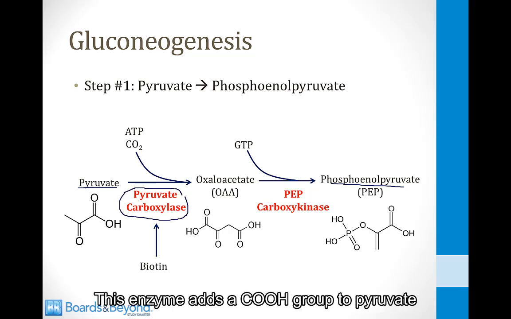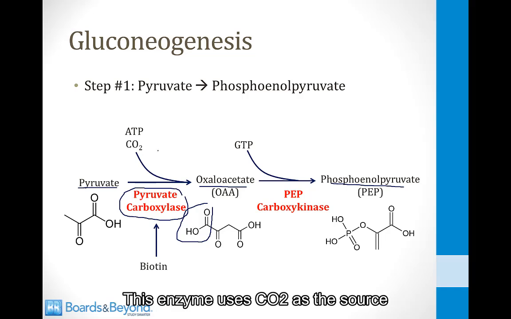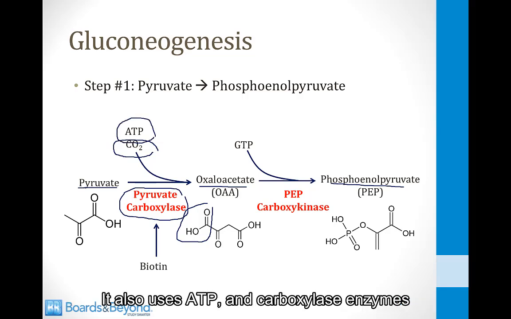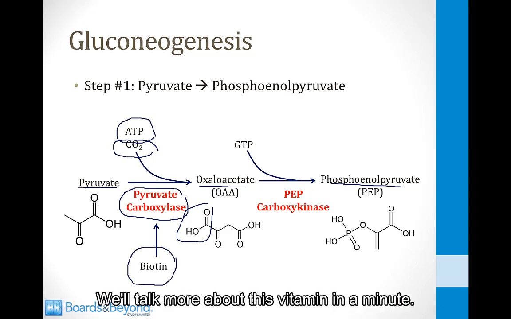This enzyme adds a COOH group to pyruvate in order to create a molecule of oxaloacetate. This enzyme uses CO2 as the source of the extra carbon group that it is adding to pyruvate. It also uses ATP. And carboxylase enzymes that use CO2 and ATP always require biotin as a cofactor. We'll talk more about this vitamin in a minute.